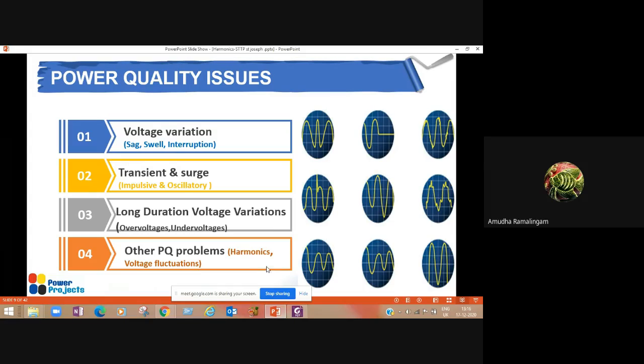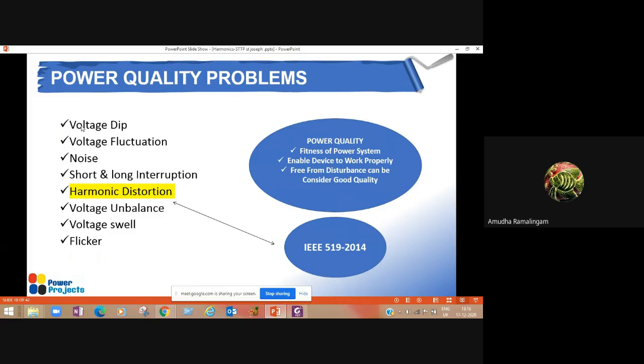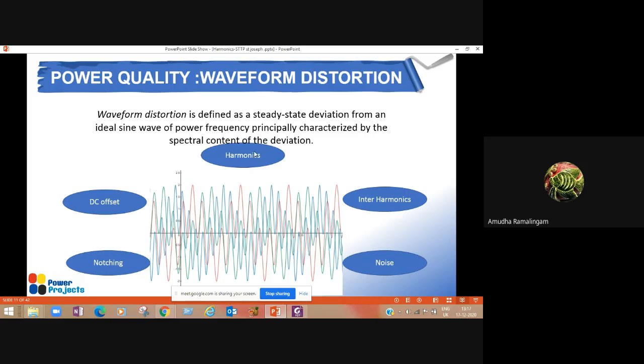So let's see this harmonics in detail now. But before that, these are all the power quality problems we have seen. Harmonic distortion is given in detail in the IEEE 519-2014 standard. So once the wave shape is not maintained, it will lead to distortion. Some of the waveform distortion problems are DC offset, notching, noise, harmonics, and interharmonics.